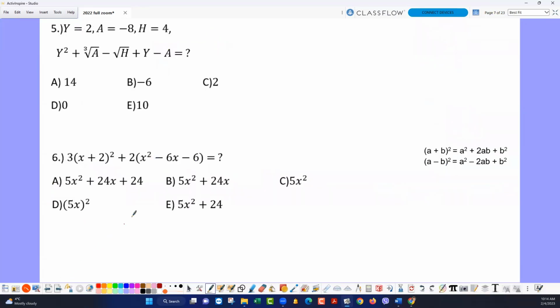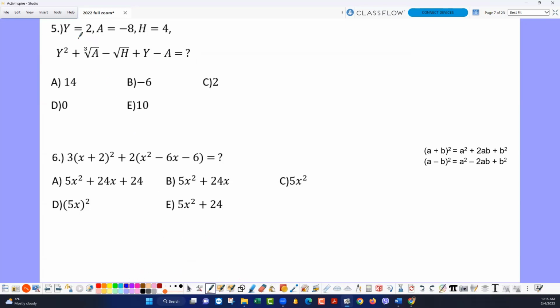Okay, the next question. This question is a kind of substitution question. The variables are y equals 2, a equals minus 8, and h equals 4. Then you are going to substitute into this equation. The letters given here are all variables.